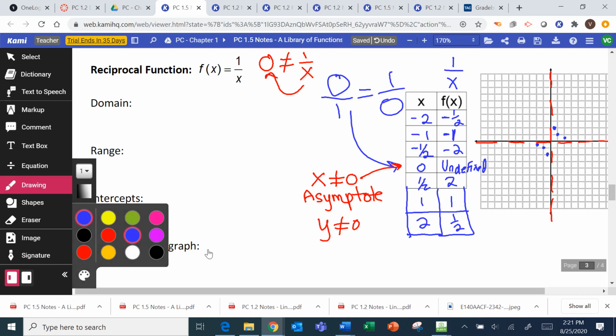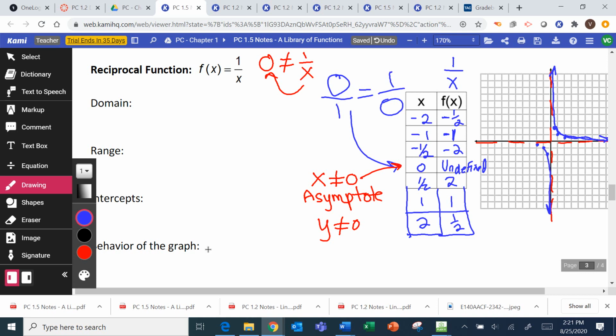I can plug in more points if I'm not sure what the graph looks like, but I'll tell you it becomes a hyperbola, which the graph just gets closer and closer to the axes, but it doesn't pass through it. So you do your best job to make it look like that. That side was kind of bad. So it's like these two branches that don't actually connect to each other.